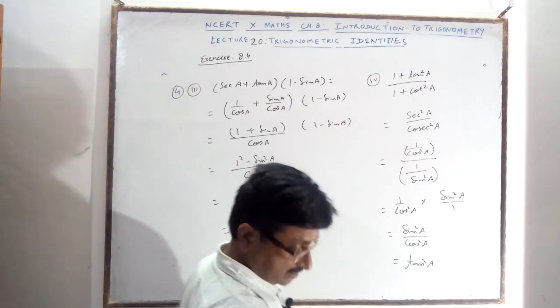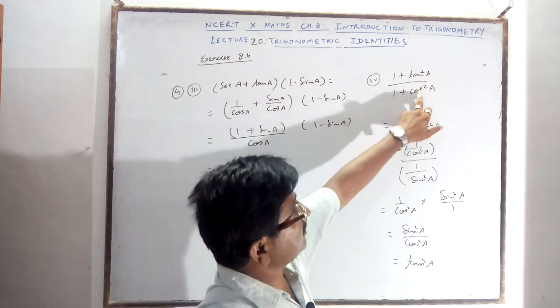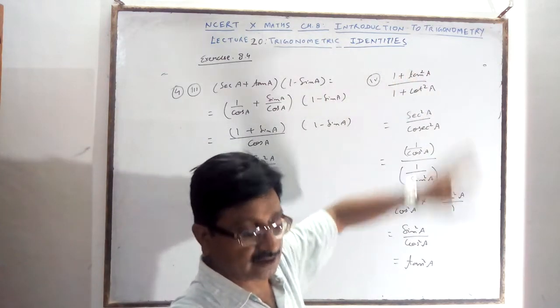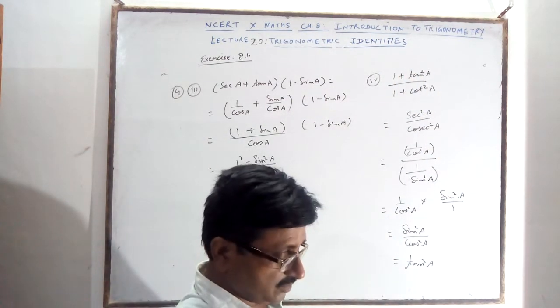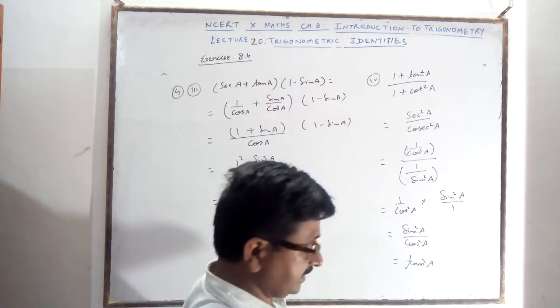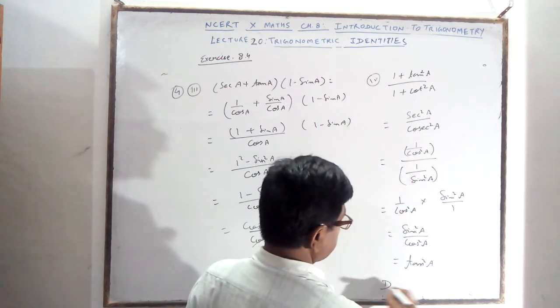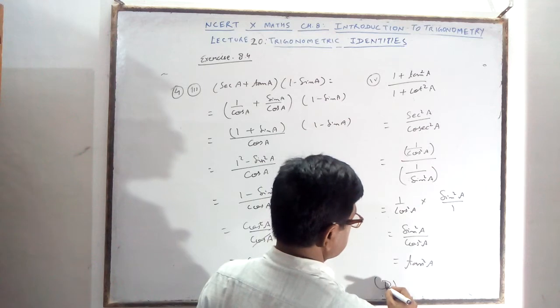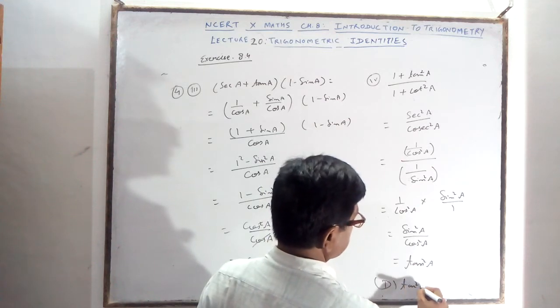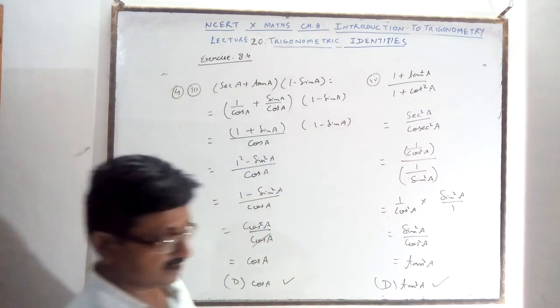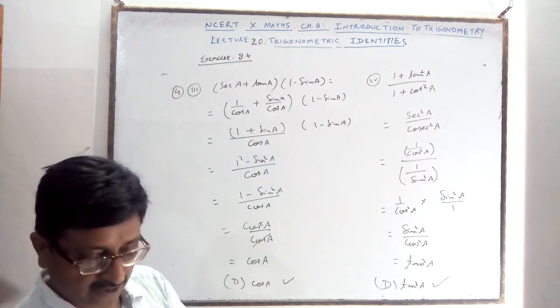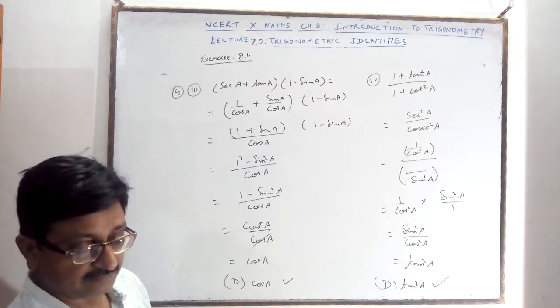Directly also you can solve it: cot changed into 1 upon tan. So the last option, D, is again correct. D is the option which is tan square A, and it is your correct option. D part. Now question number 5.